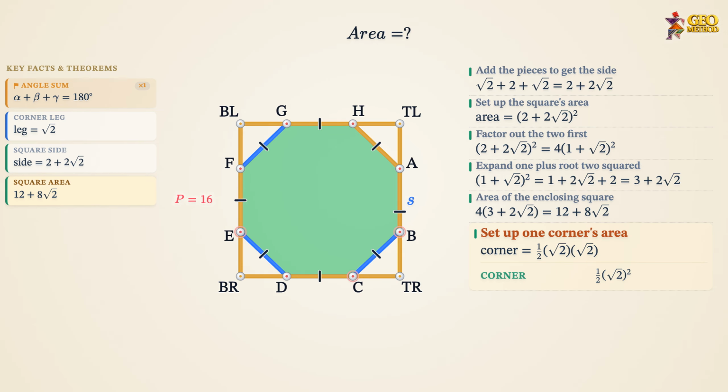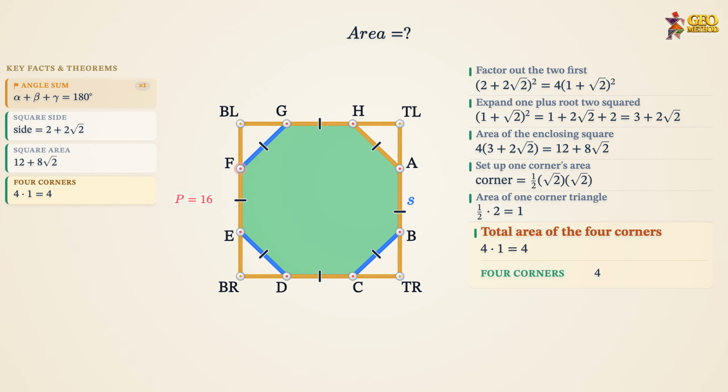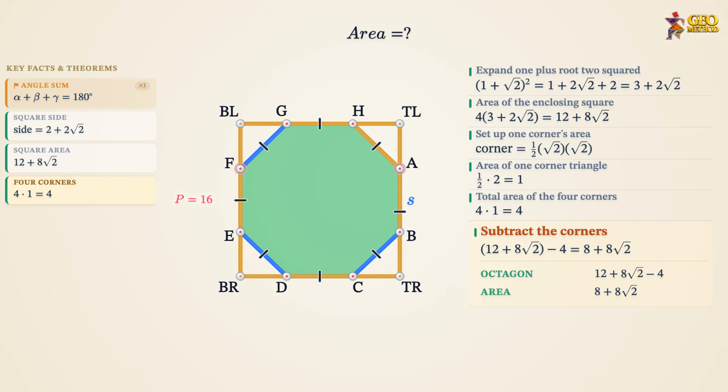Now turn to one corner triangle's area. 1/2 times leg, both legs are root 2, so it is 1/2 times root 2 squared. Root 2 squared is 2, and half of 2 is 1. So each corner triangle has area 1. There are 4 identical corners, each of area 1, so together they remove 4 square units from the square. Finally, subtract. The octagon is the square minus the 4 corners. 12 plus 8 root 2 minus 4 is 8 plus 8 root 2. That is the area of the green octagon.